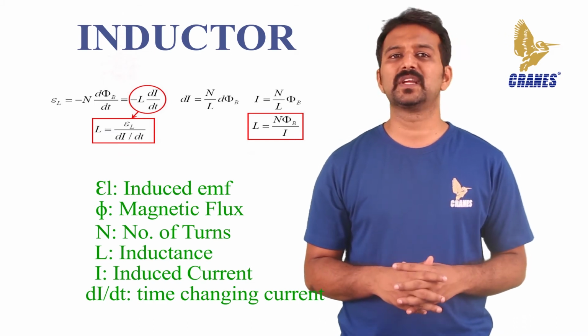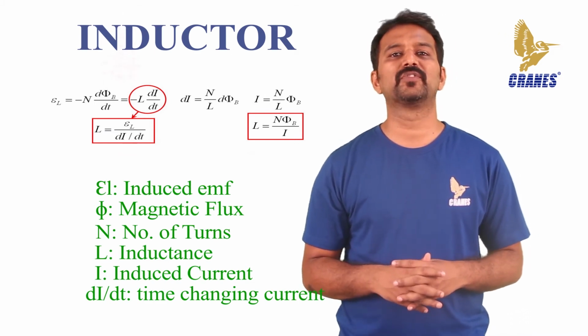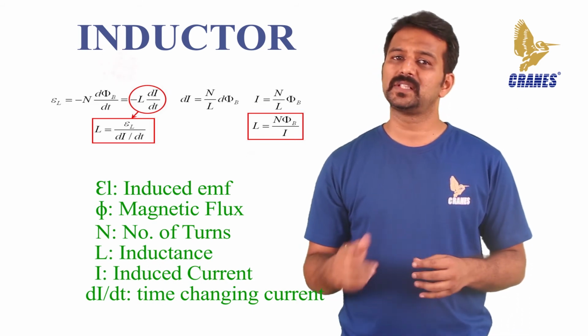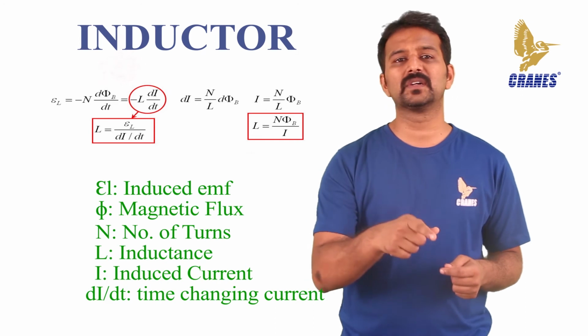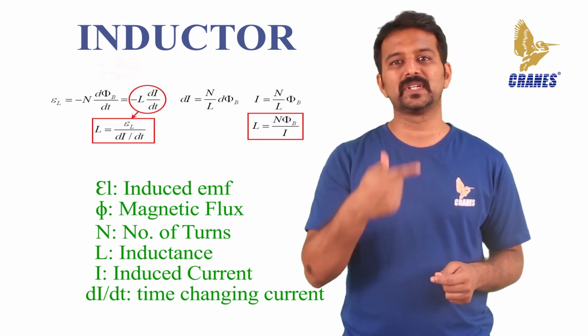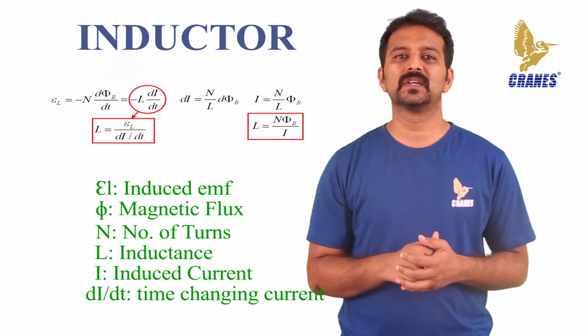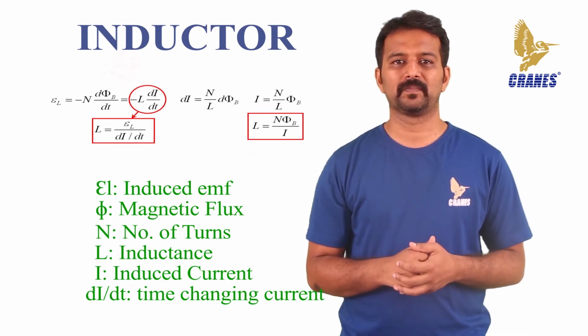Inductance is the ratio of voltage to the rate of change of the current. The rate of change of current produces a change in the magnetic field, which in turn induces an EMF in the opposite direction to the voltage source. This property of induction is known as inductance.